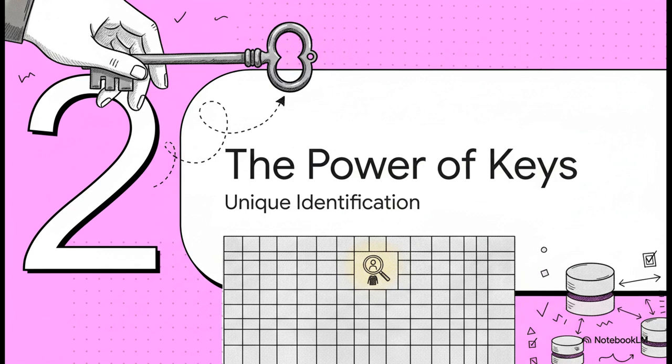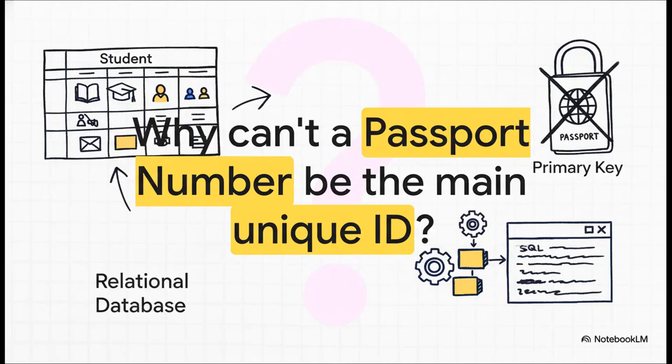Okay, so we've got our neat and tidy tables. That's great. But what if a table has, say, millions of rows? How do we find one specific person and be absolutely sure we've got the right one? We need a way to uniquely identify every single row. And that, my friends, is where keys come in. To pinpoint that one specific record, we need a unique identifier, and it's called a primary key.